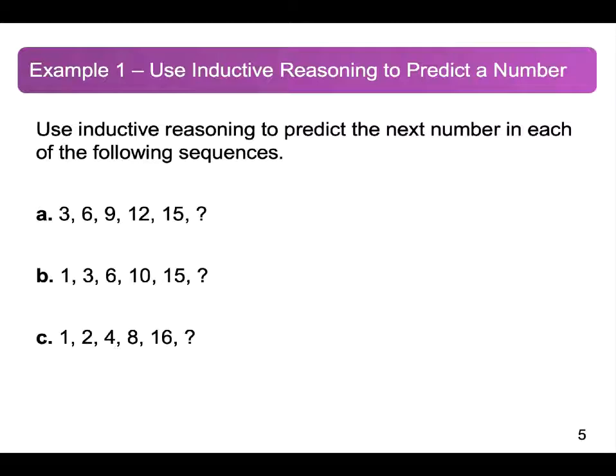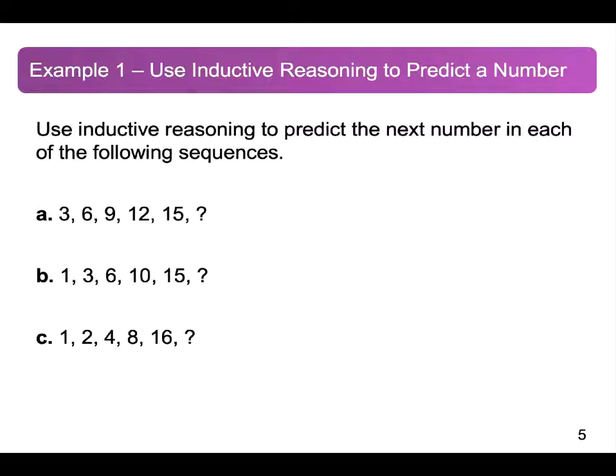Now on the next one, we have 1, 3, 6, 10, and 15. This one might be a little bit harder to see what's going on. But if you look, you'll notice that to get from 1 to 3, you have to add 2. To go from 3 to 6, you add 3. From 6 to 10, that's adding 4. 10 to 15, that's adding 5. Based on the pattern that you are seeing, the next value should be obtained by adding 6, which would be 21.